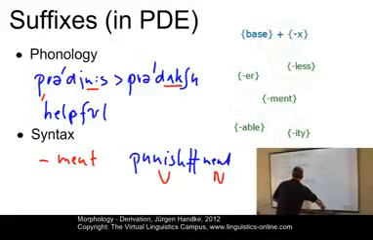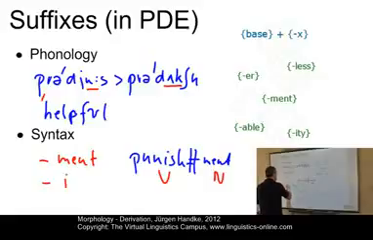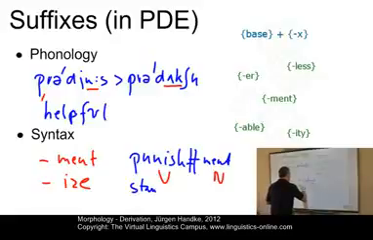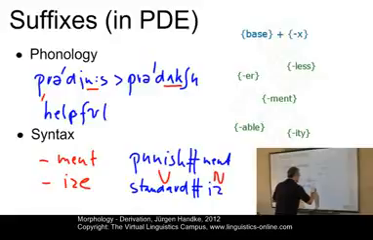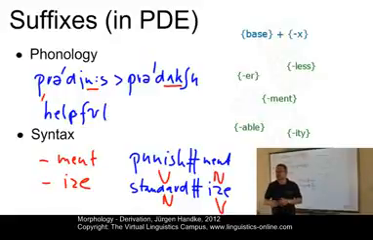For example, if we take -ize, then a noun like standard can be turned into a verb. So here we have the noun standard, and the resulting new derivative is a verb.